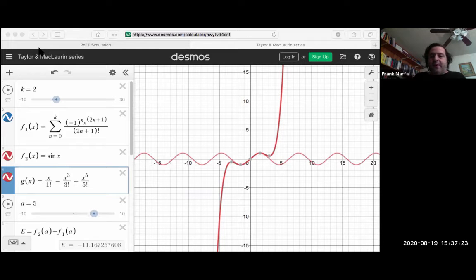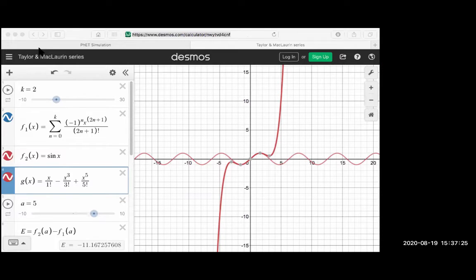That's the part that I like, where you can figure out the error. If you're not trying to find the sine of, I don't know, 1.3 radians or something, you can set A at 1.3 and then figure out how many terms you need for how much accuracy you want.